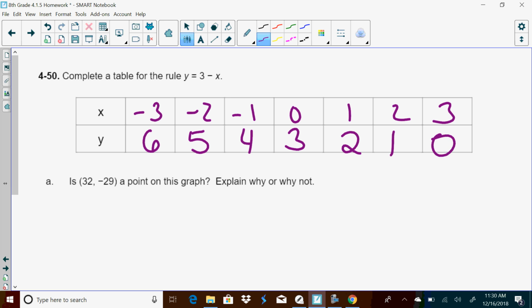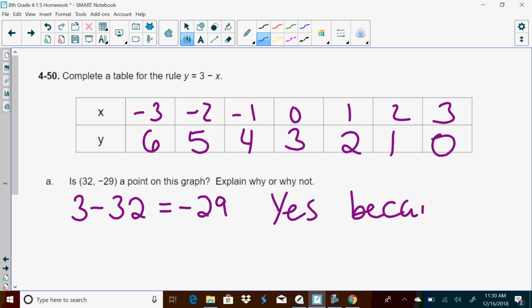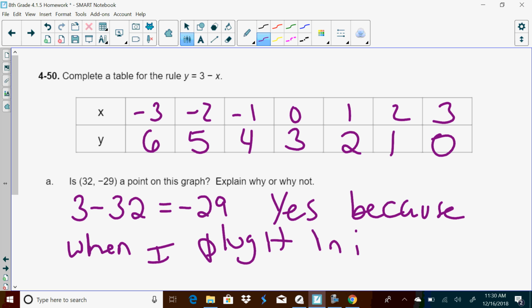Then part A, it says, is 32 minus 29 a point on this graph? Explain why not? So I just plugged in 32 and I did 3 minus 32, which is -29. And the answer is yes, because when I plug it in, it works.